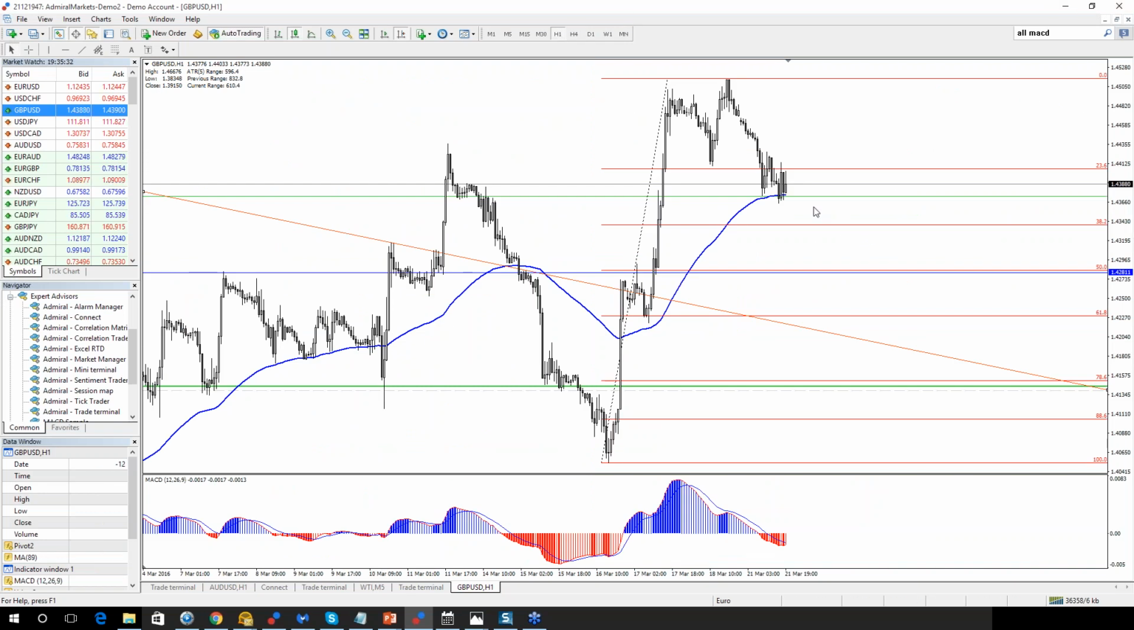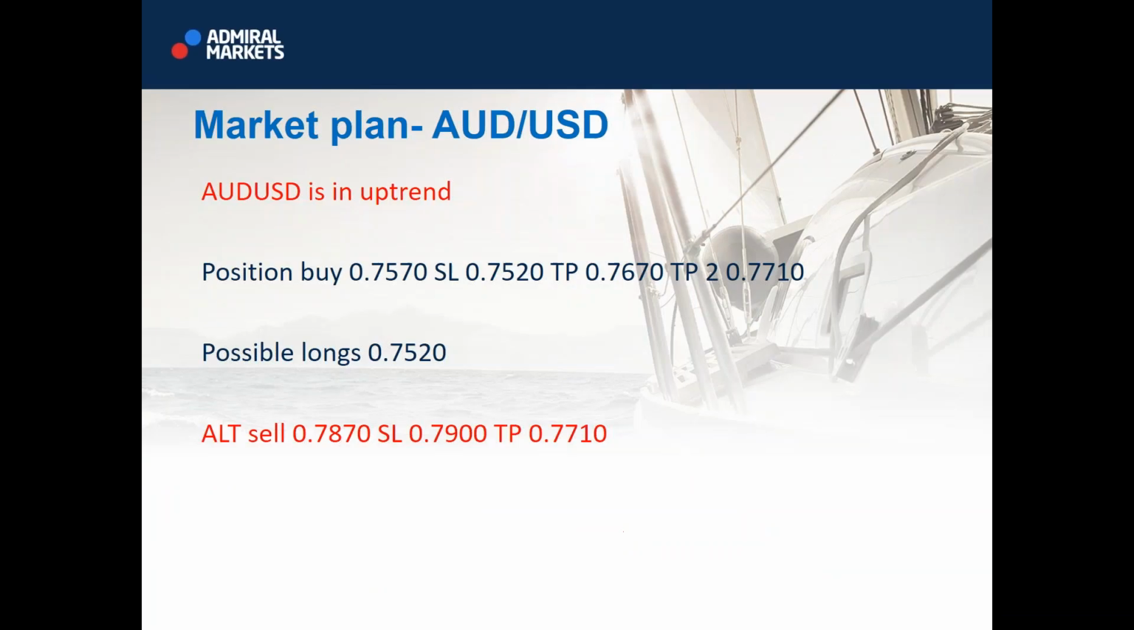Here you see it needs momentum to actually break this. See the power of 89. Only below this we will have another push towards our POC. So this is for Australian dollar.